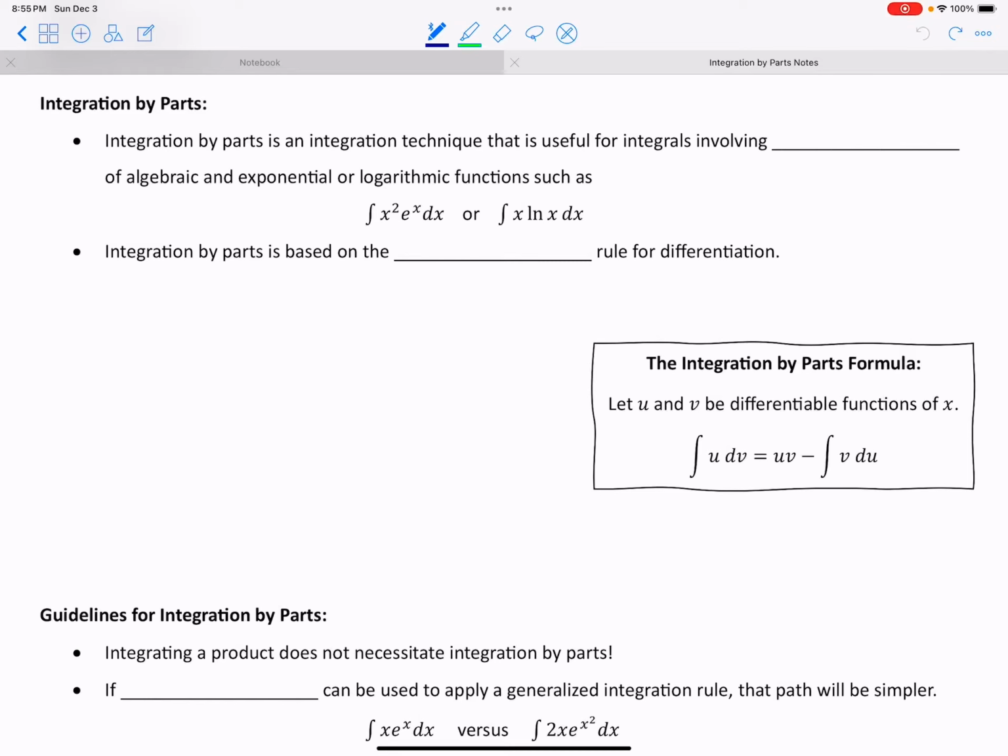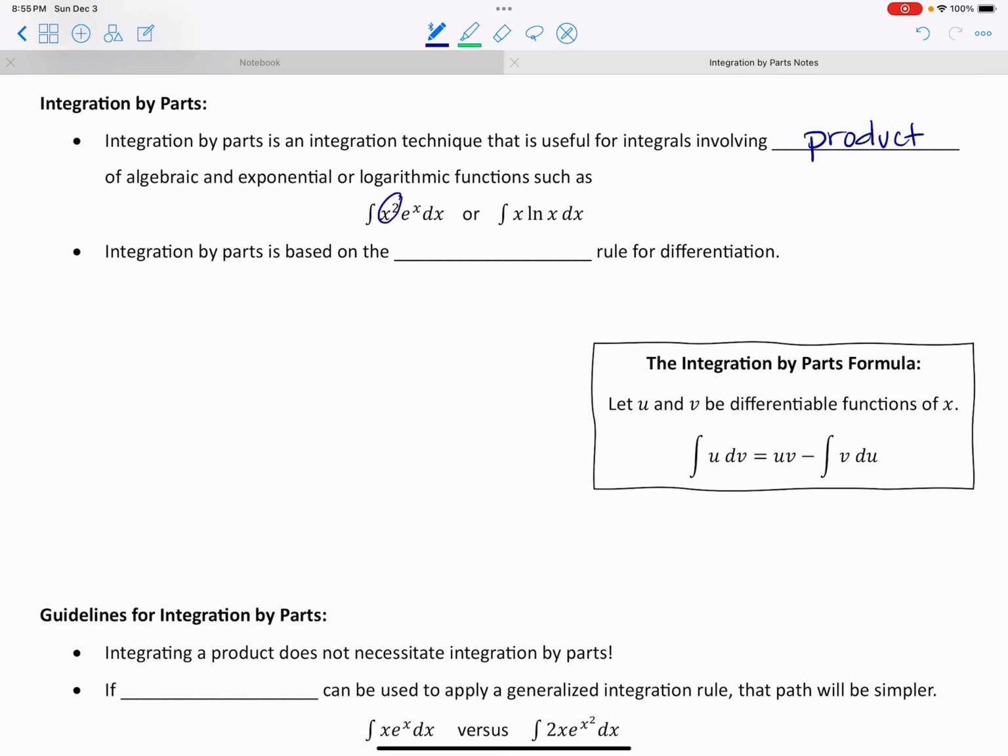Hello and welcome to our lesson on integration by parts. Basically, integration by parts is a technique that's going to be useful for integrals that, not always but often, involve products of algebraic and exponential or log functions. So again, we're looking for something typically that is the product of two functions.